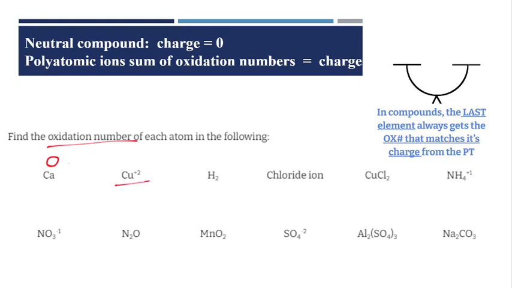Similarly, here with this copper ion, I see a charge up here in the corner. So that charge is going to be equivalent to its oxidation number. So that copper has a +2 oxidation number.